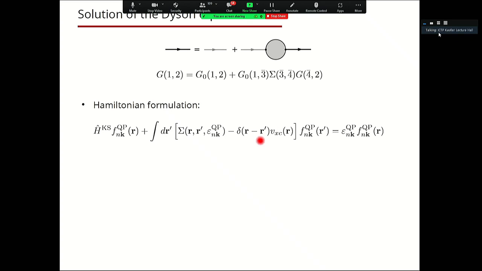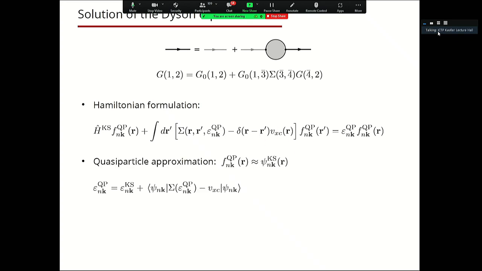This is kind of a difficult equation to solve. Then the quasi-particle approximation is usually employed. This corresponds to supposing that the quasi-particle orbitals can be conveniently approximated with the Kohn-Sham orbitals. This is not always true, but this is usually implemented. Thus, one has to keep in mind whether this approximation is good or not.